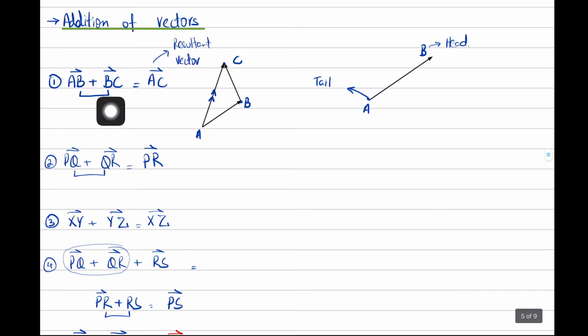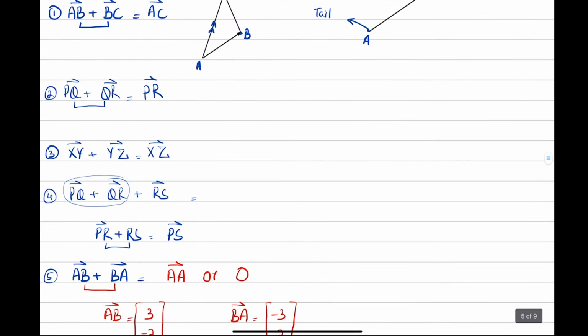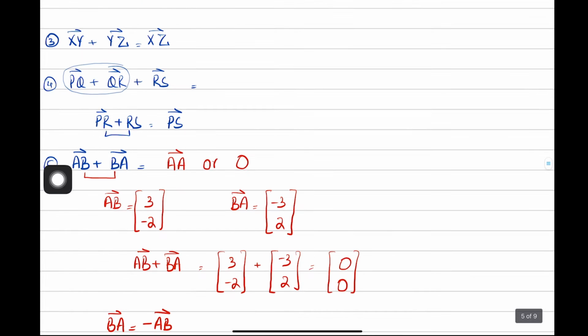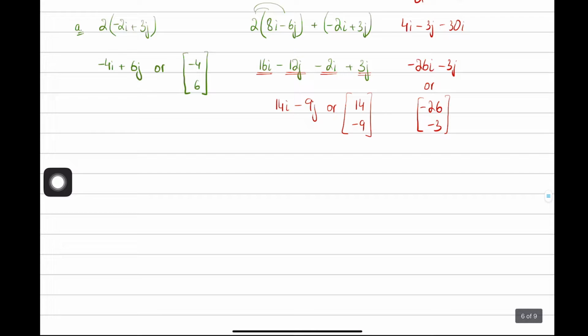Okay, so when we have to add two vectors, the head of the first vector should be equal to the tail of the second. That's why we call it the head to tail rule. Whenever we are adding vectors, we follow the head to tail rule. So AB plus BC are two vectors that can be added and the result will be AC. PQ plus QR are also two vectors that can be added and the result will be PR. Just like that, XY plus YZ can be added, and so on and so forth. And then we did a few examples.